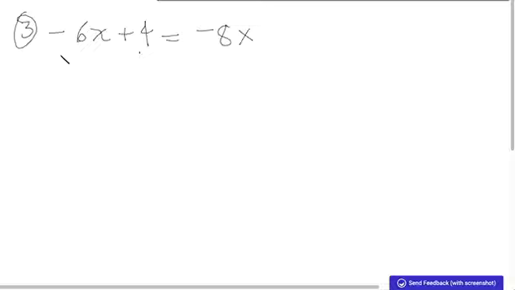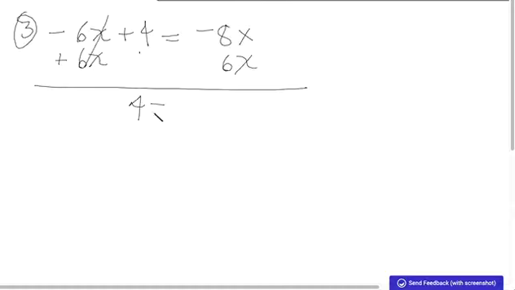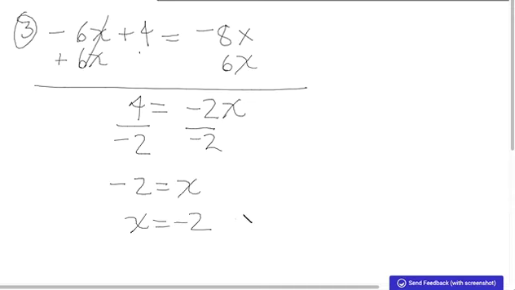Now I can just move the 6x over to the other side, and then that's one less step I have to do. So now I get 4 equals negative 2x. So you can see in this case, since I didn't pick on the little guy, I ended up with a negative coefficient. It's no big deal, but sometimes it's nicer to deal with a positive coefficient, but it's really not a big deal. And now we end up with negative 2 equals x, or in other words, x is equal to negative 2. All right, I hope that that's clear.